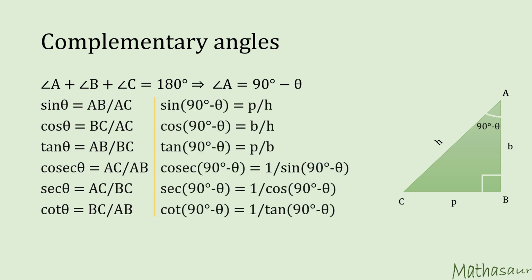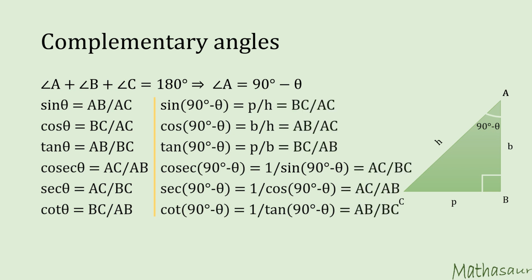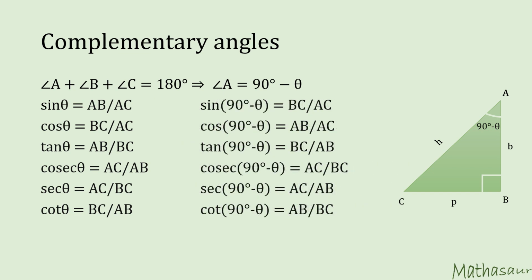Once again, let us write down the trigonometric ratios for the angle 90 degrees minus theta in terms of P, B and H. Let us substitute the values for these sides. So we get the trigonometric ratios for the angle 90 degrees minus theta in terms of AB, BC and AC. Now let us look at the ratios that are in common to these two angles. So we see that sin theta has the value AB by AC and cos 90 minus theta also has the value AB by AC. Similarly, we can see that cos theta is equal to sin 90 minus theta.